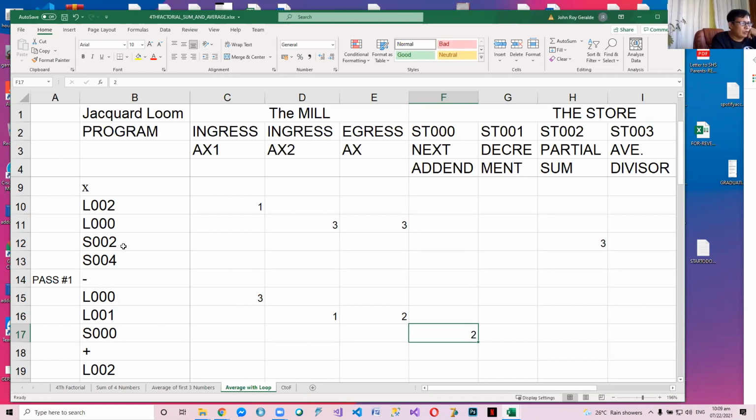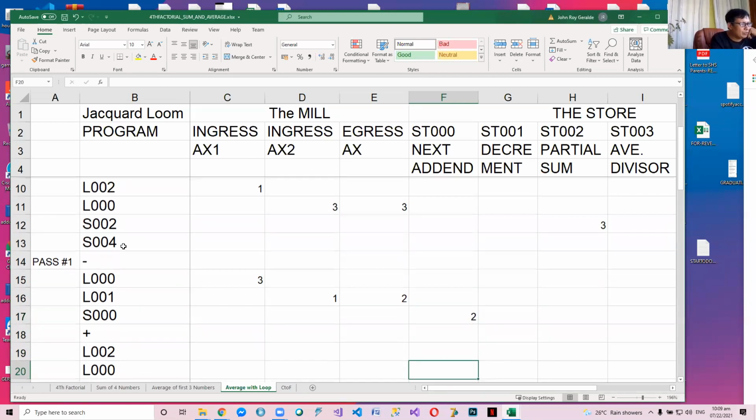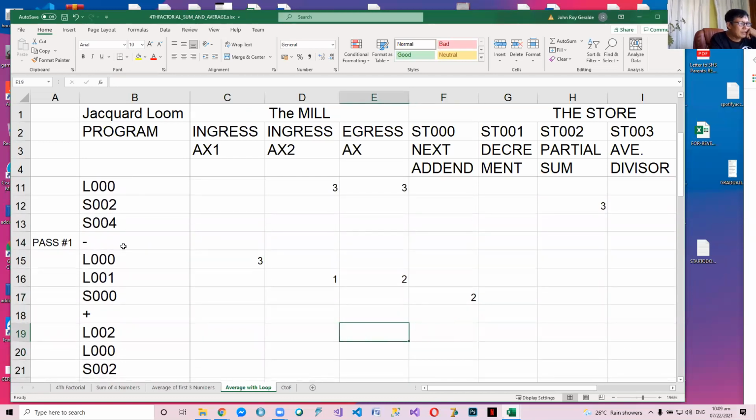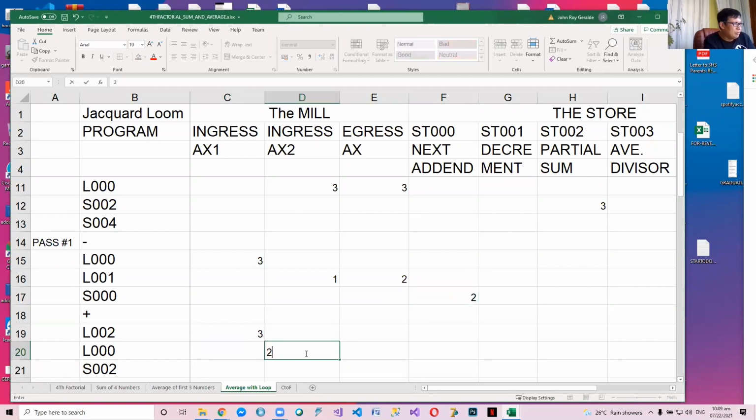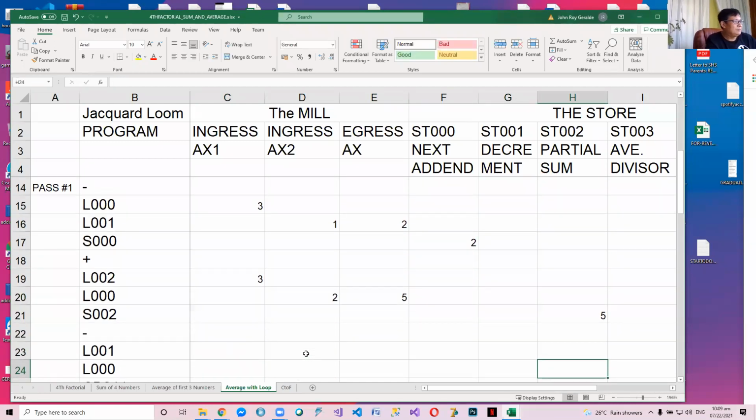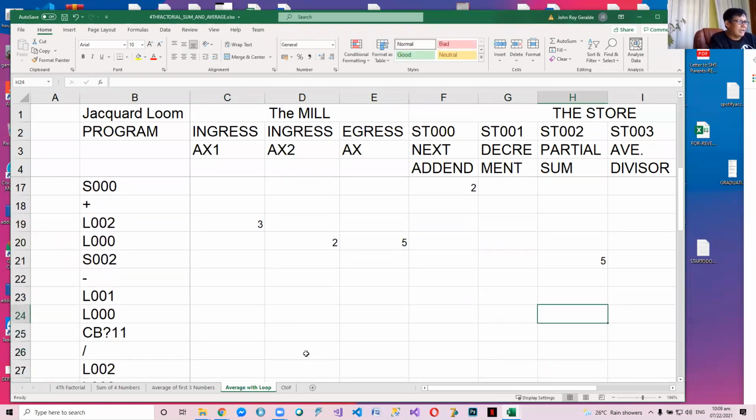Very easy now, because we are going to do a 3 plus 2. So we proceed with the plus. L002 is our previous partial sum, which is this. So we load it here, and we add the next addend, which is 2. 3 plus 2 is 5, and then we store it to our next partial sum, which is 5. Do you follow? Now this is the check.